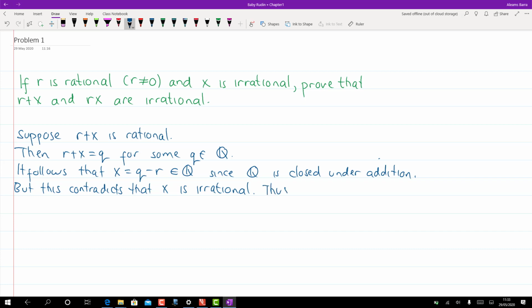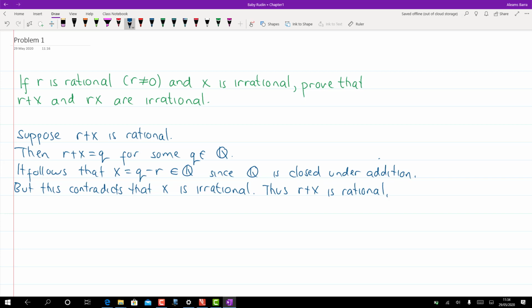Thus, r plus x is irrational. Okay, and for r times x, it is similar. The proof very closely resembles the proof above, so it is a good place for you to practice the problem. So you may pause the video just to make sure that you understand how the argument above was formed.